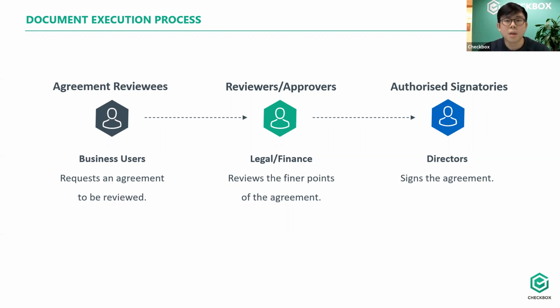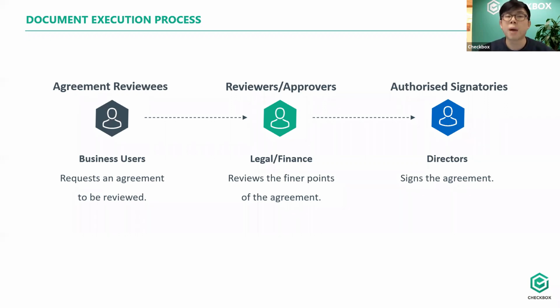Alrighty, so let's come back to the document execution process. It does look fairly simple. It's a fairly linear process of a business user nominating an agreement, typically either bespoke off a company's template or inbound from a client, who then hands it off to finance or legal, who looks at the finer print of the contract and determines whether or not it needs to be sent back for further amendments.